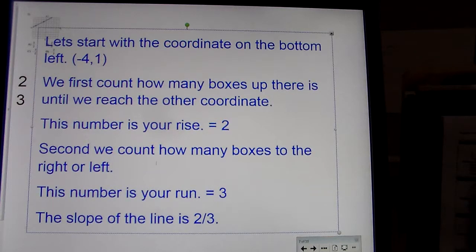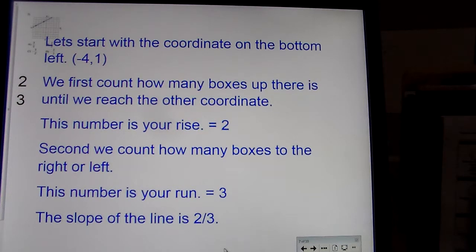Second, we count how many boxes to the right or left. In this case, it was 3. So the slope of the line is 2/3. That's how we do problem number 3.